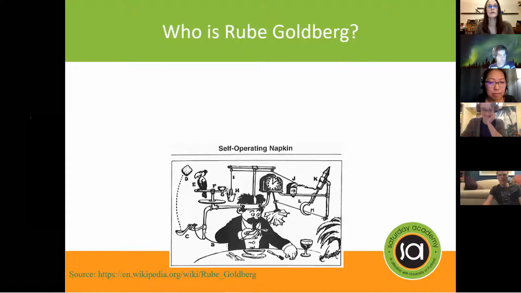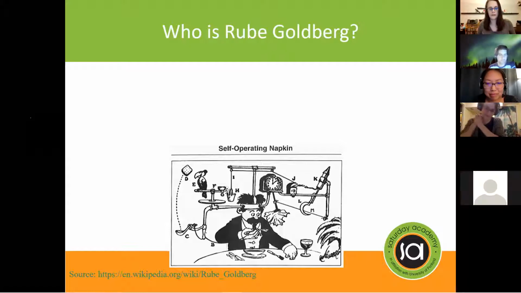So here we have a cartoon called Self-Operating Napkin. This depicts a wearable device that can wipe a person's face with a napkin in about 12 alphanumerated steps. It starts with A down there around where his spoon is and works its way all around this contraption until we get to the letter M. I'm going to have you take a peek at that while I tell you a little bit about Rube Goldberg himself.